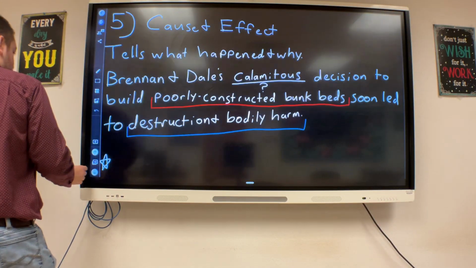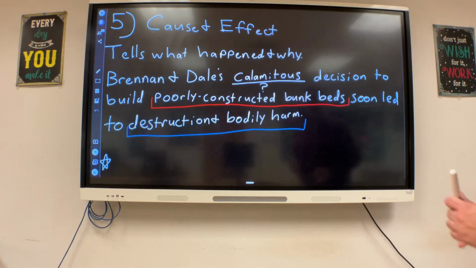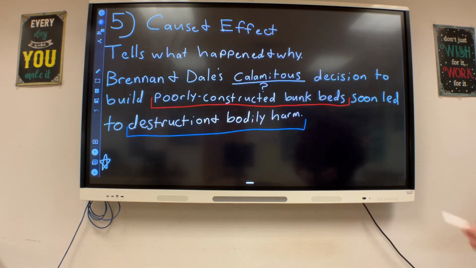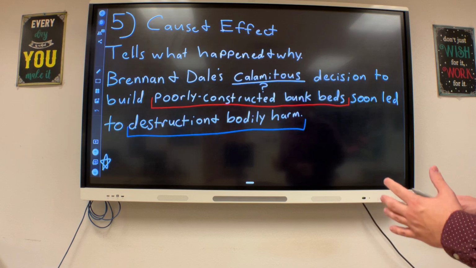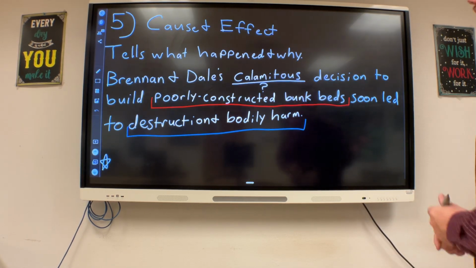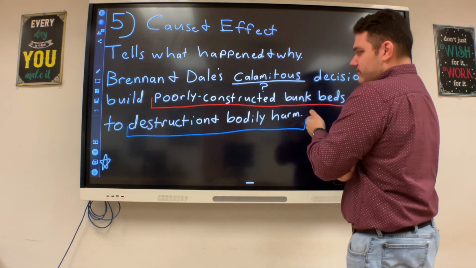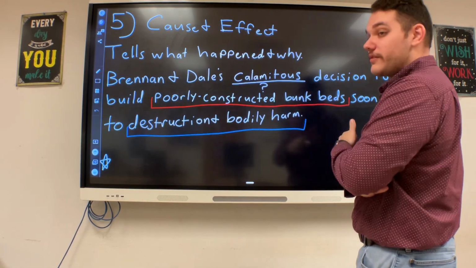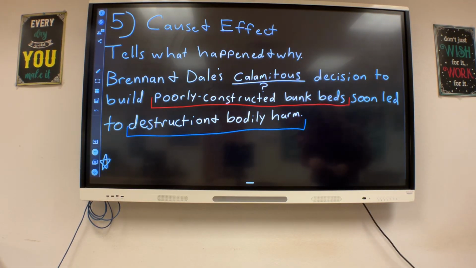And the last one, number 5, is cause and effect, and it just kind of tells us what happened and why. For this one, I don't know if y'all seen Step Brothers, but you remember when they build the bunk beds, they just do it real quick, and then of course as soon as they get in, it breaks on them, it falls down. This time, the word we're looking for is calamitous. I don't know if I've ever heard anybody say that out loud. I really couldn't tell you what calamitous means.